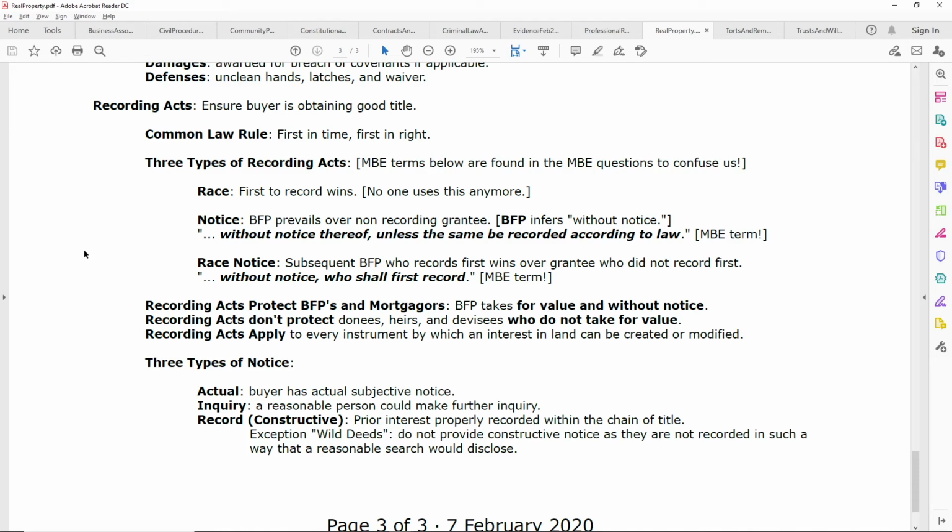Recording acts ensure the buyer is obtaining good title. Common law rule: first in time, first in right. Three types of recording acts. The MBE terms below are found in MBE questions to confuse us.